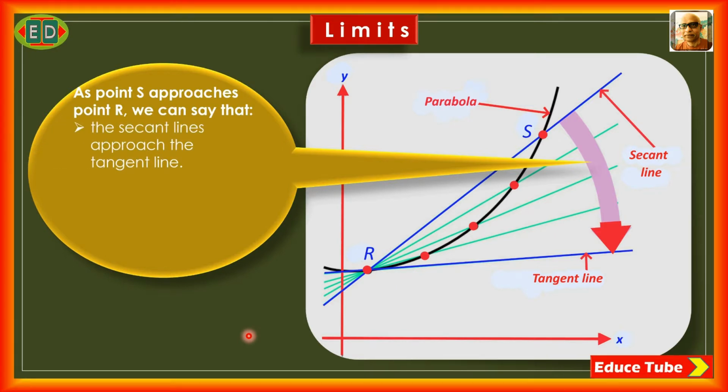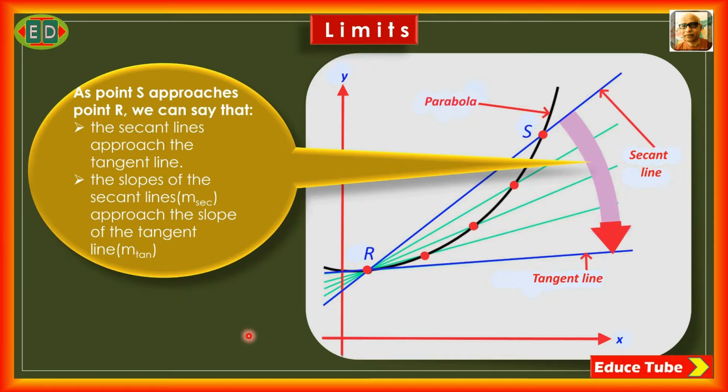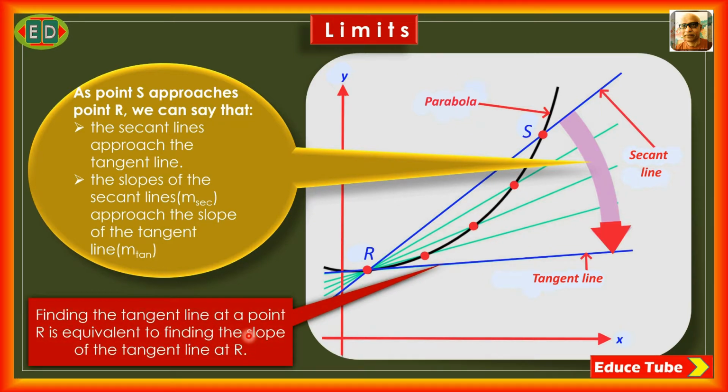As we let S move along the parabola, getting closer and closer to R, the limiting position of the secant line through R and S will coincide with that of the tangent line at R. And it in turn suggests that the slope of the secant line, M sec, will get closer and closer to the slope of the tangent line, M tan, as S moves towards R along the curve.